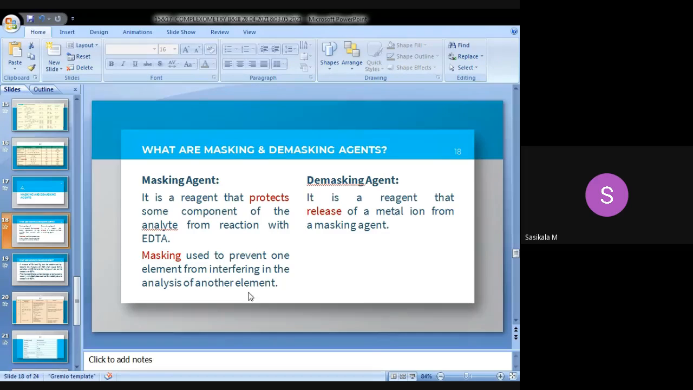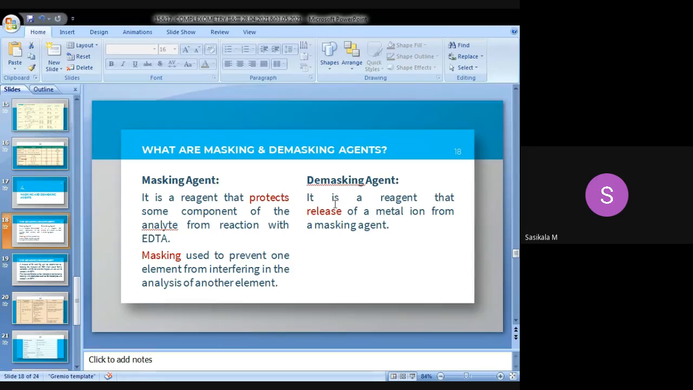Got it? So for that purpose, masking agent is used. When two or more metal ions are present in the solution, it may affect your titration, and in order to get accurate endpoint and to proceed a titration in an accurate manner, we'll be using masking agent. Okay. What is demasking agent?